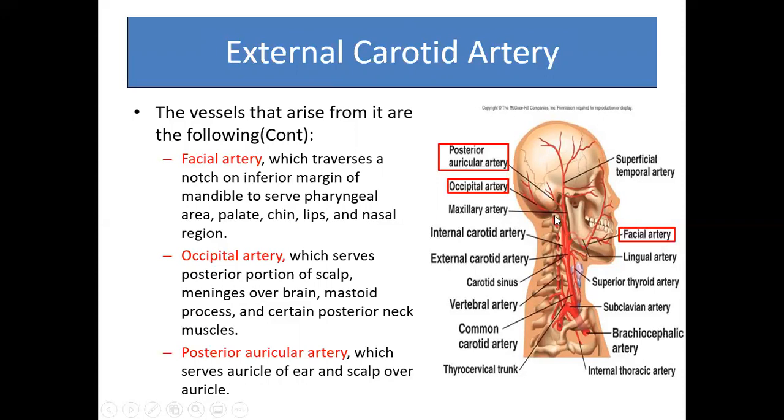And then we also have the occipital artery that supplies the posterior portion of the scalp region, meninges over the brain, mastoid process, and certain posterior neck muscles. The final one is the posterior auricular artery that supplies the auricle of the ear and also the scalp over the auricle. So these are the 6 arteries that arise from the external carotid artery. If you see from this picture, this is the external carotid artery, and these are all the branches that arise from it.